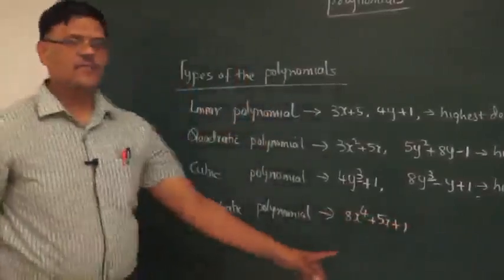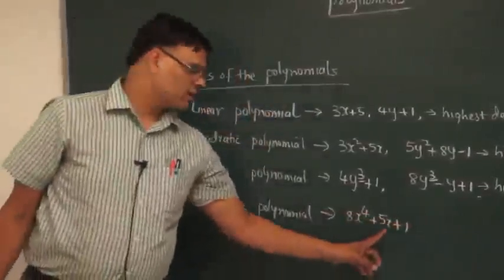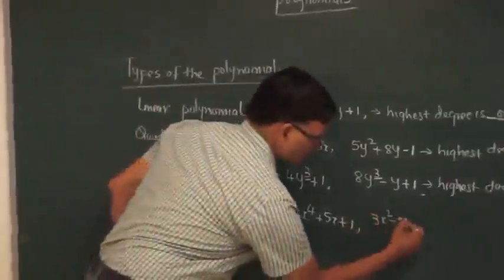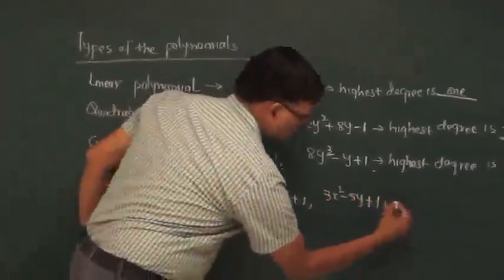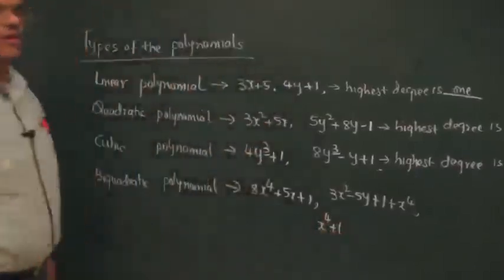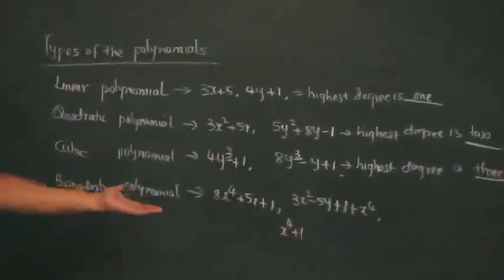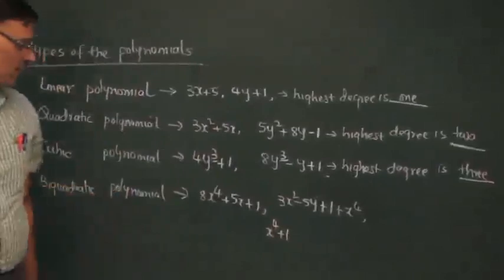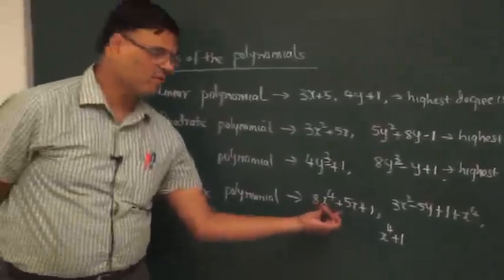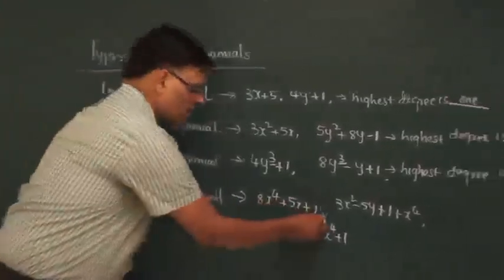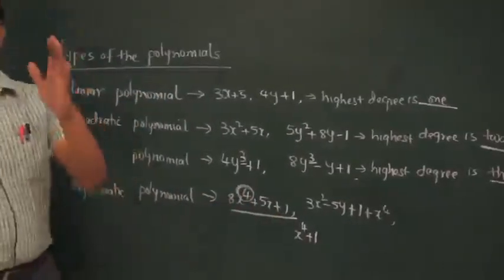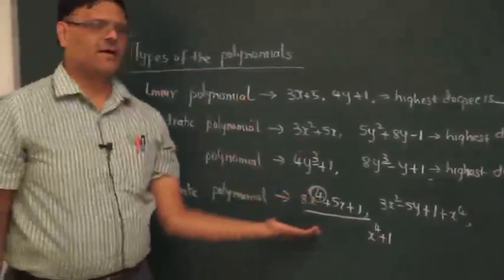This is the one example I have given: 8x to the power of 4 plus 5x plus 1, 3x square minus 5y plus 1 plus x to the power of 4, and x to the power of 4 plus 1. So these are the 3 expressions I am giving here, biquadratic polynomials. But here you just observe the first expression, 8x to the power of 4 plus 5x plus 1. In this, the highest power is what? 4. Then it is called a biquadratic polynomial.